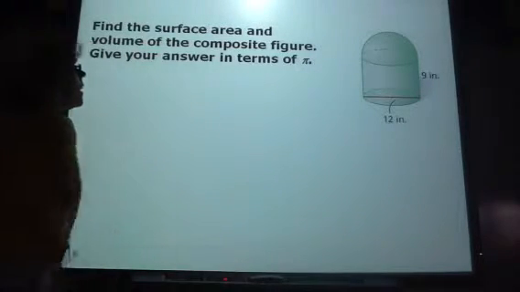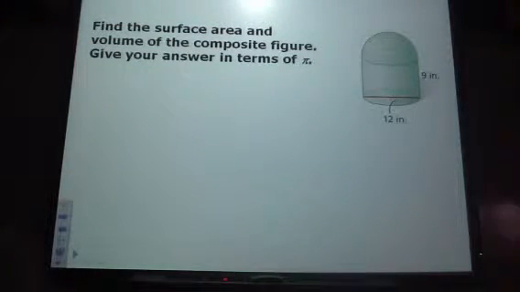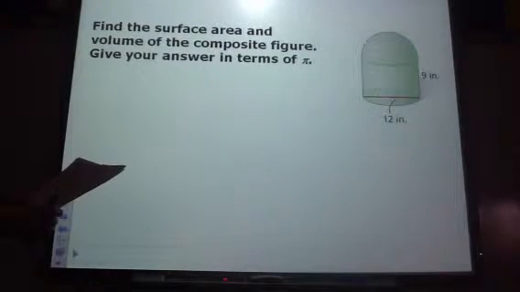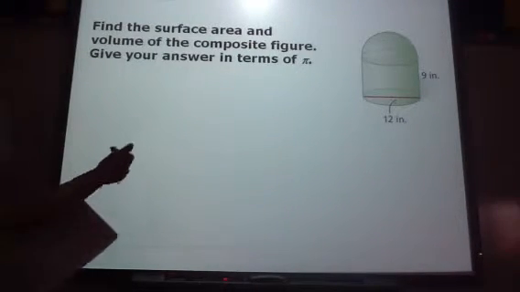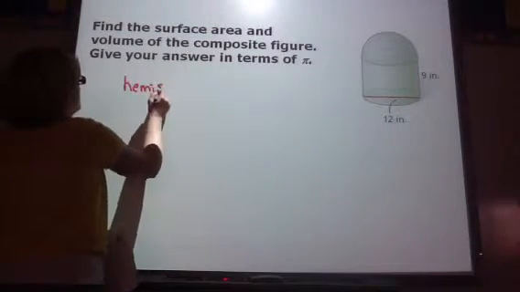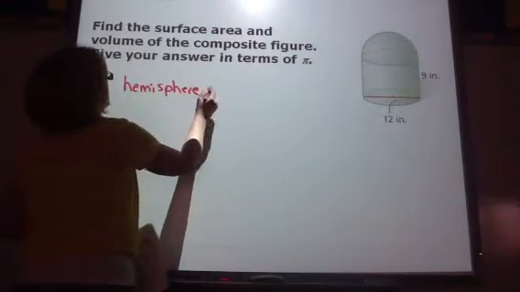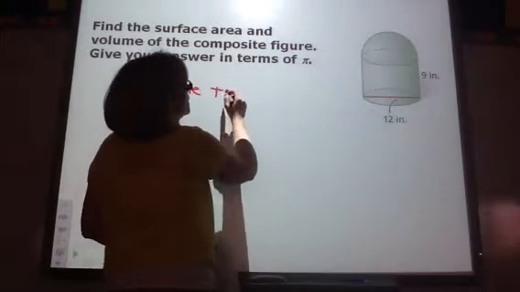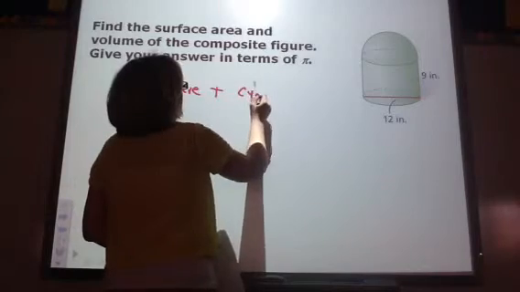Okay, let's see here. Find the surface area and the volume of the composite figure. Give your answer in terms of pi. All right, this is going to be a candy question. What you have here is a hemisphere, and then you're going to add a cylinder.